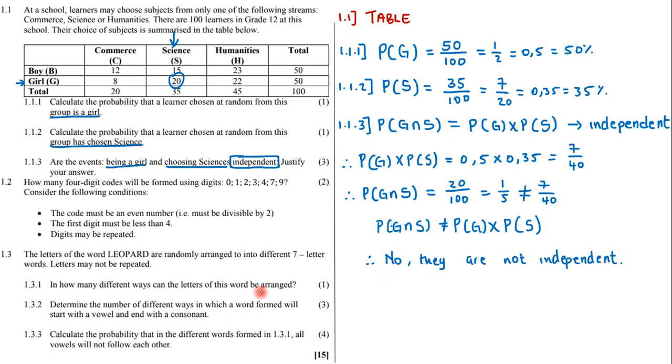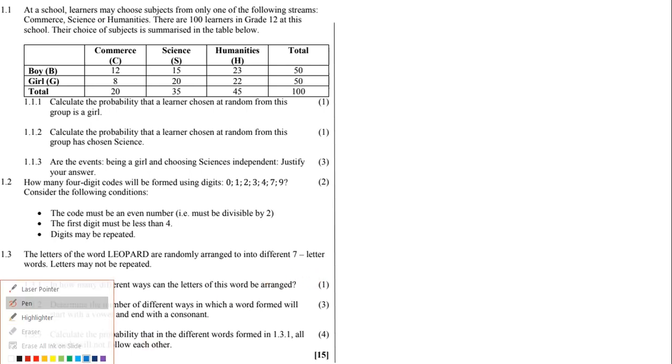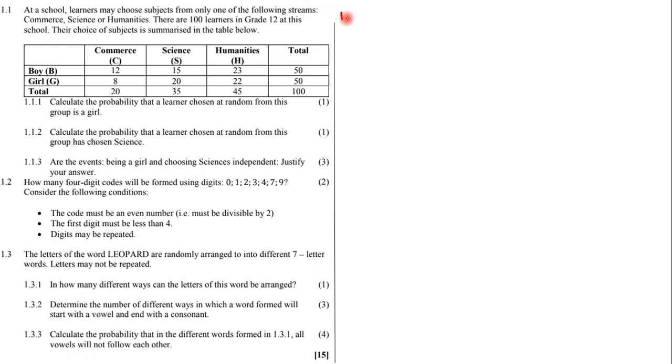All right, so now we're going to move on to the next part, which is 1.2. Now 1.2 is mainly focusing on the counting principle, right? So I'm just going to write it as a counting principle. So 1.2 and 1.3 are more or less the same. So this is grade 12 stuff, right?